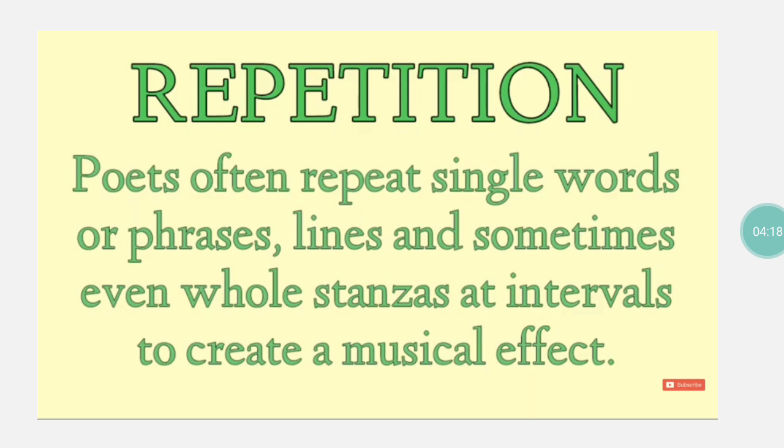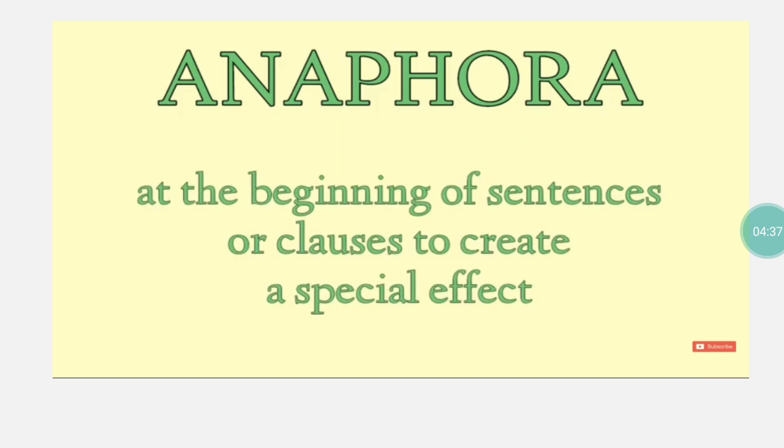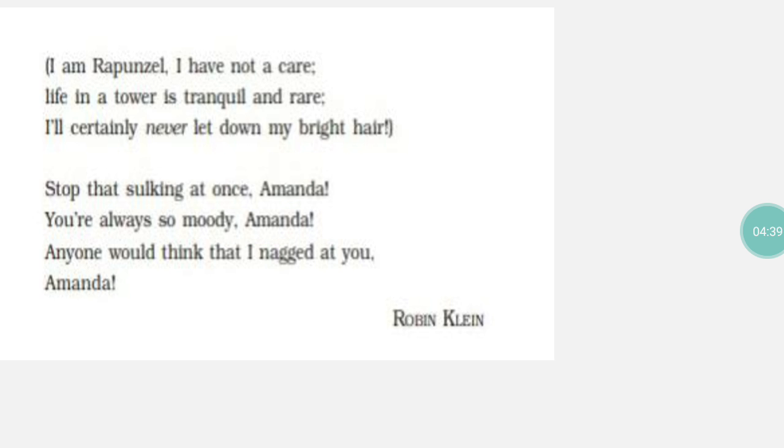Then repetition. What do you mean by repetition? Poets often repeat single words or phrases, lines, and sometimes even whole stanzas at intervals to create a musical effect. That is what is repetition. Then the example for repetition is Amanda. As we know, many times the word Amanda is repeated.